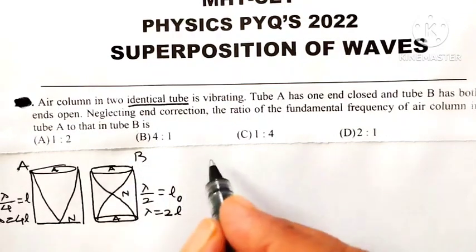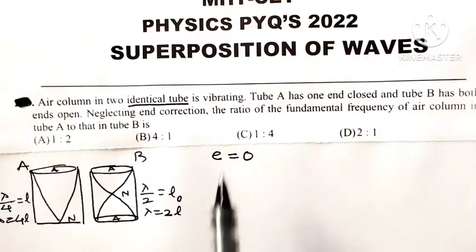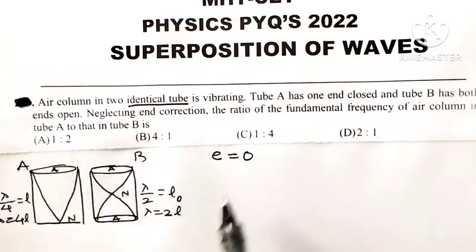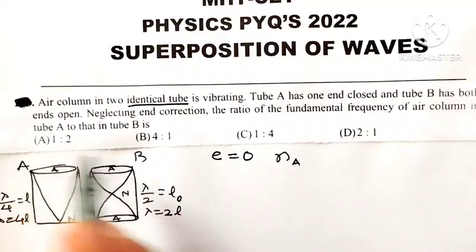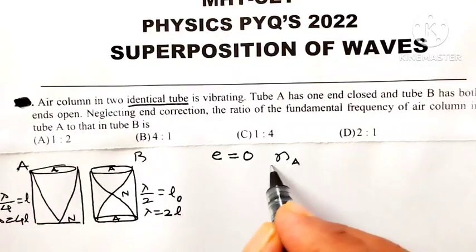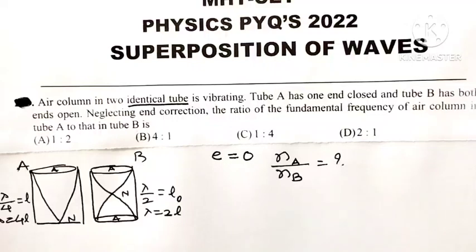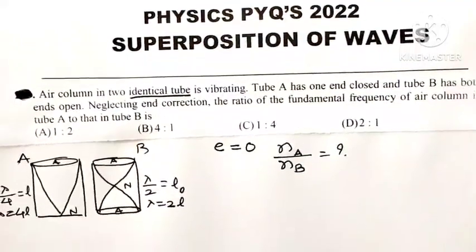Now, if end correction is neglected, find the ratio of the fundamental frequency of the air column in tube A to that of the fundamental frequency of the air column in tube B. See here, tube A is closed at one end.